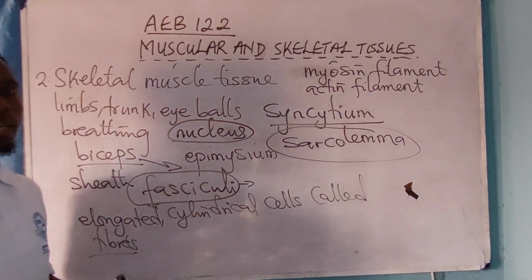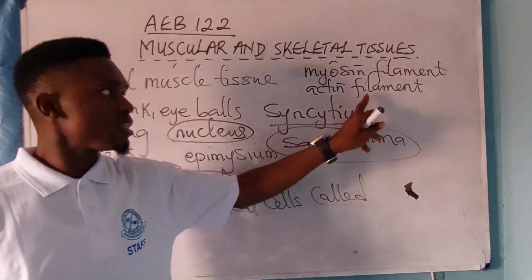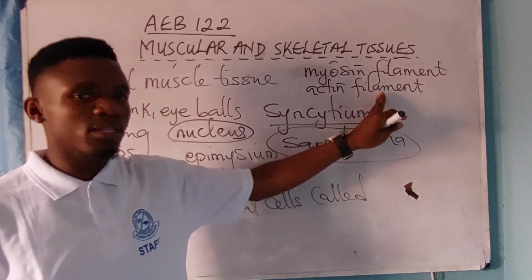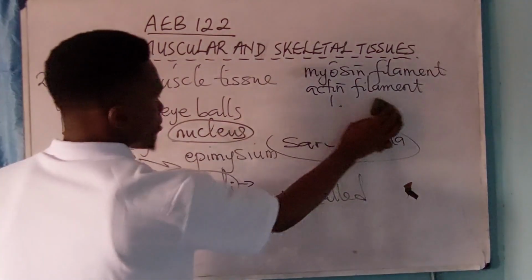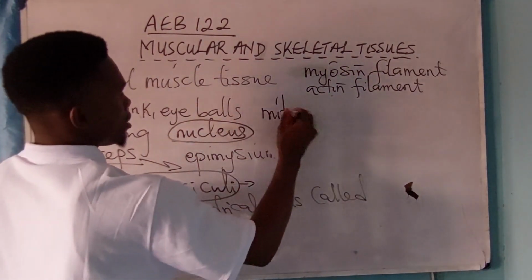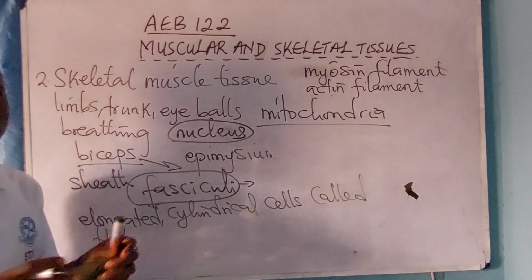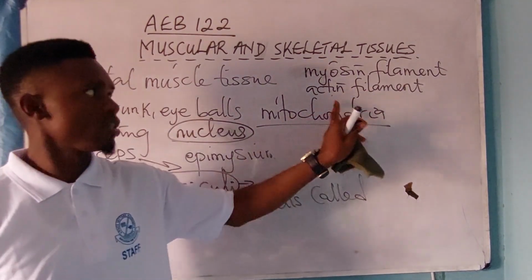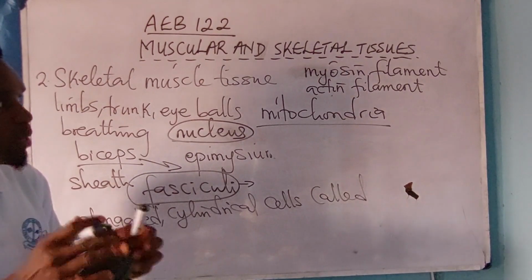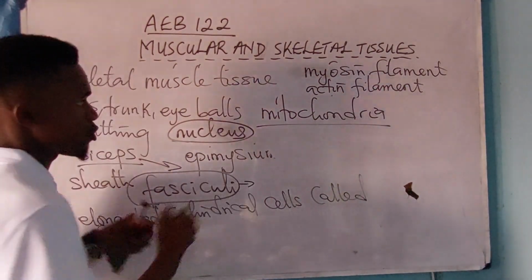Now, during contraction, relaxation, and what? Movement, the myosin moves towards what? The actin filament. The movement of this myosin filament towards the actin filament is brought about by what? The mitochondria, all right? The mitochondria is what provides the energy for such what? Movements. Mitochondria is what provides energy for the movement of myosin towards what? The actin filament. So please take note that the arrangement of these myosin filaments and that of actin filament is called what?